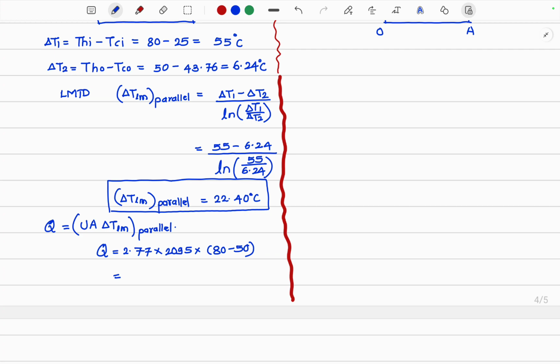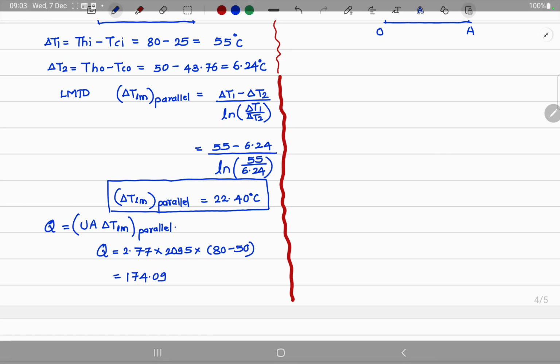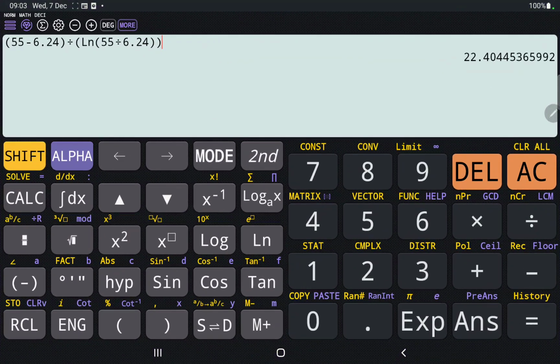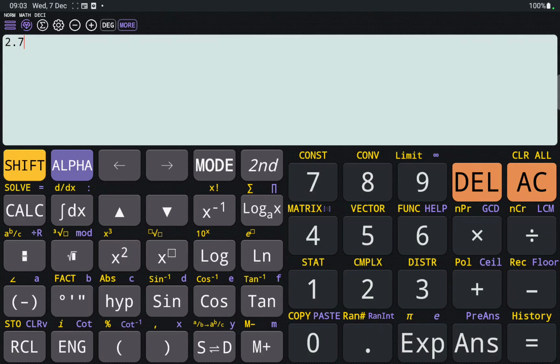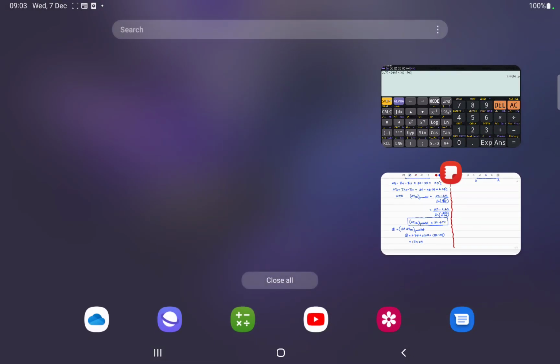So 2.77 into 2095 into 80 minus 50 gives 174094.5.